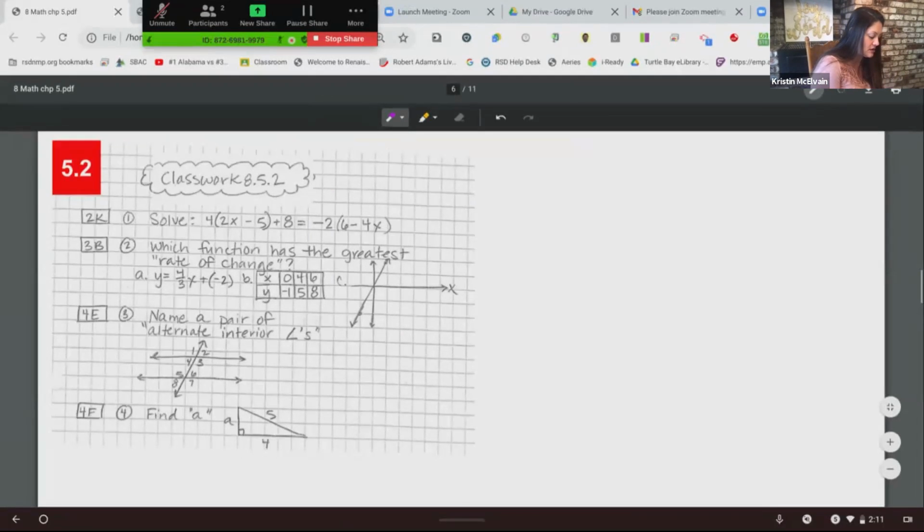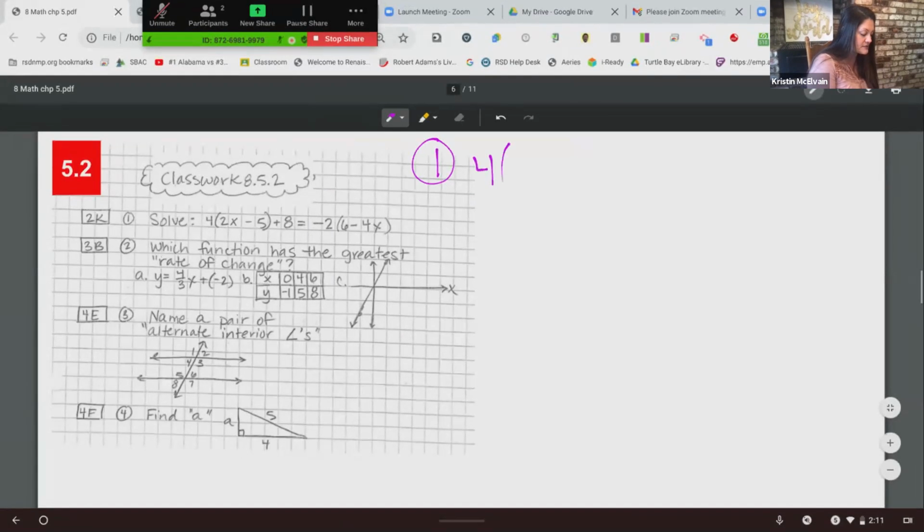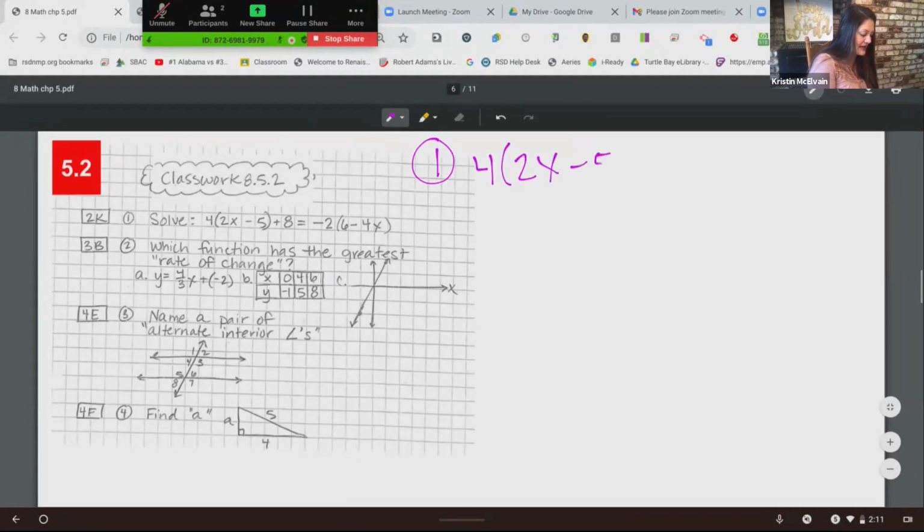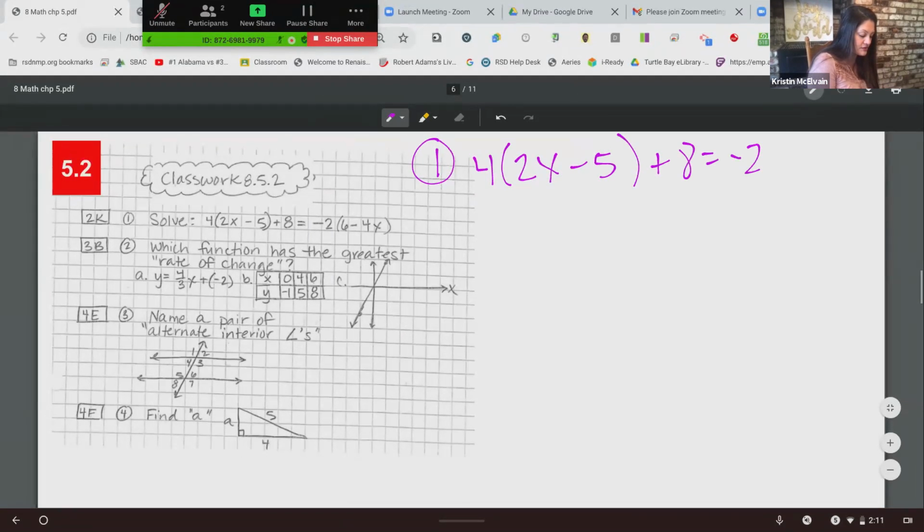says to solve. We are doing 4 times 2x minus 5 plus 8 equals -2 times 6 minus 4x. I almost wrote too big. Got it all on there. So what we're doing right here, it says to solve. I see a couple areas where we need to distribute. So we're distributing here and here. And then over here, the -2.